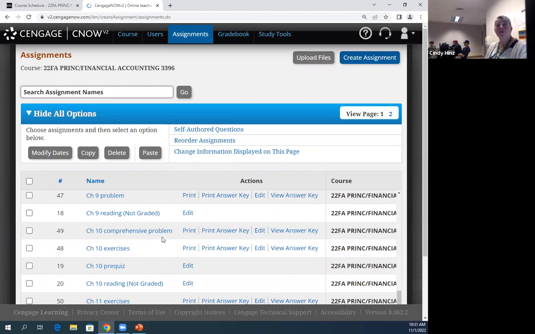Remember, that was a little bit more work, a little bit more time and effort than was required for a regular chapter problem. So I'm just giving you a heads up that next week's problem, the problem on what we're covering this week, is also a comprehensive problem. And so you can expect that to take a little bit more time. It's also worth a little bit more toward your final grade than a typical chapter problem.